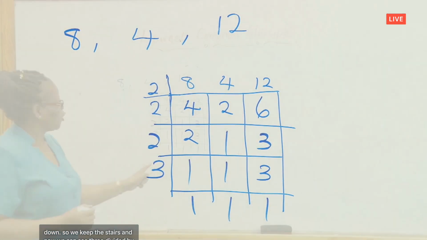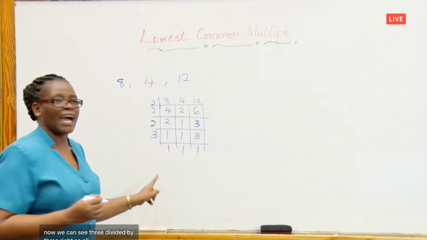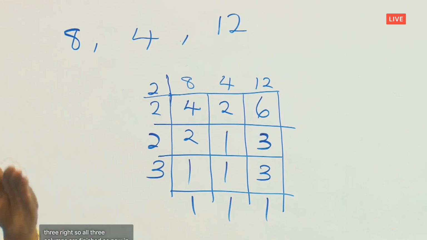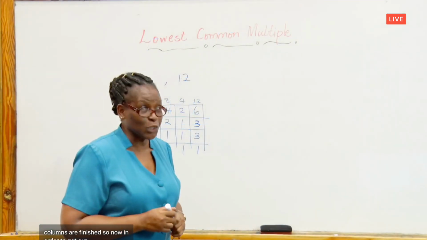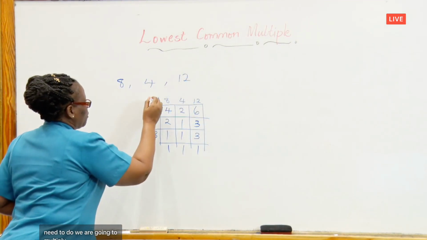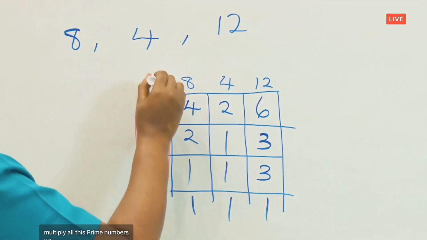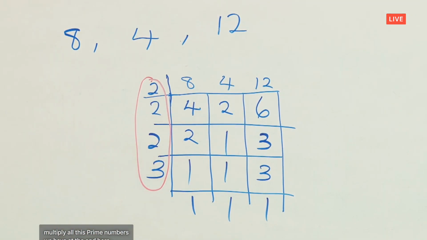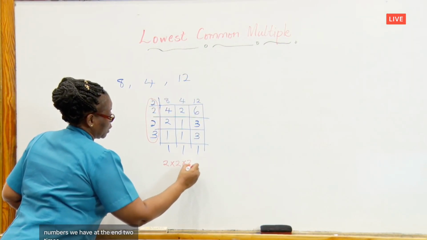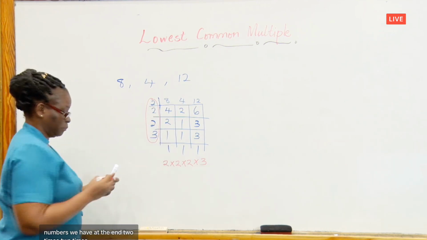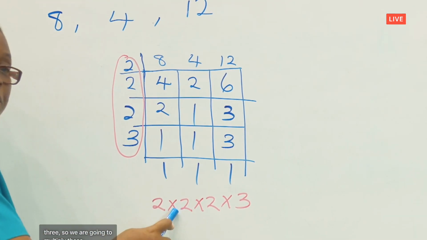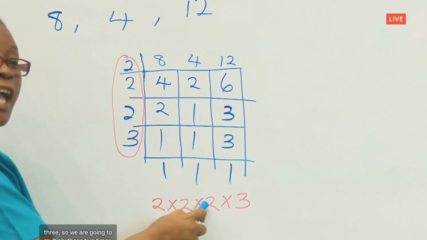And now we can say 3 divided by 3. Right. So all 3 columns are finished. So now, in order to get our LCM, what we need to do, we are going to multiply all these prime numbers we have at the end here. So the numbers we have at the end, 2 times 2 times 2 times 3. So we are going to multiply these.